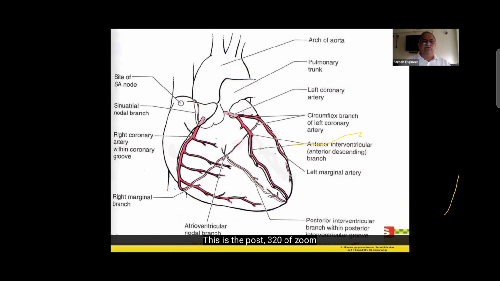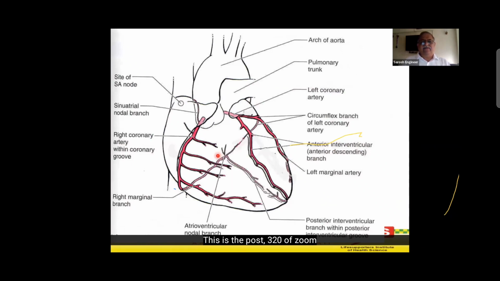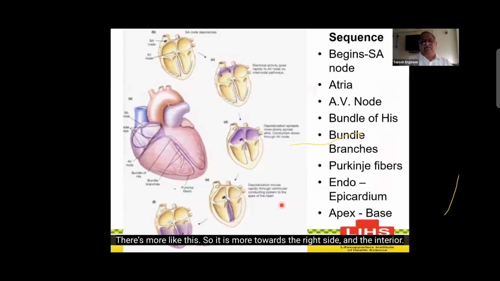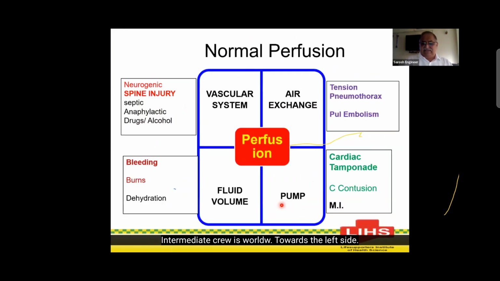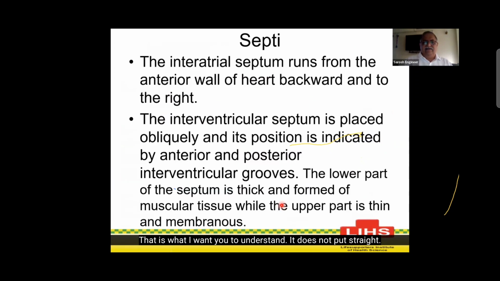This is the posterior interventricular groove. And this is the anterior interventricular groove. This artery is lying in the anterior interventricular groove, and that artery is in the posterior interventricular groove. So the posterior interventricular groove is not in this line. It is more towards the right side and the anterior interventricular groove is more towards the left side. That is what I want you to understand. It is not straight.